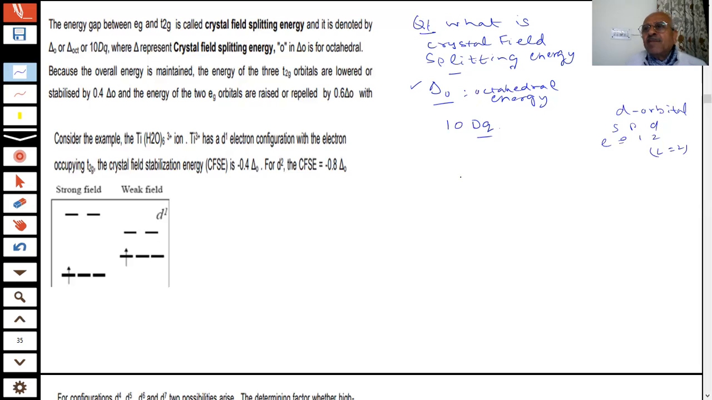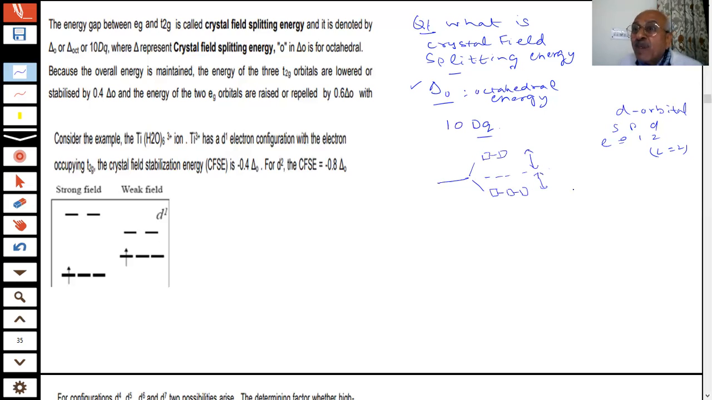The overall energy is conserved, student. That is what he is trying to say. What has happened? What he is trying to say is that there are two here and there are three here. Now, if the splitting is taking place, this involves stabilization.